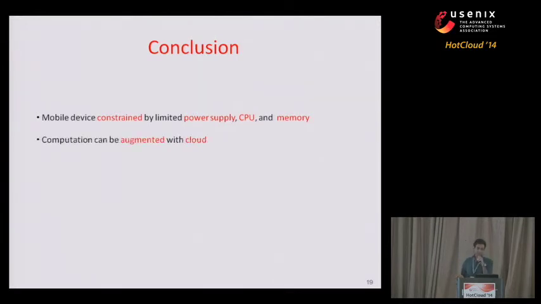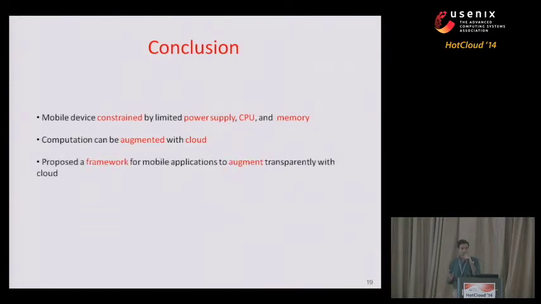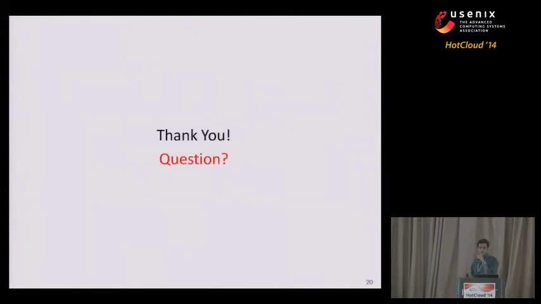So in conclusion, mobile devices are constrained by limited power supply, CPU, and memory, and computation can be offloaded to the cloud. In this paper, our primary goal is to make this offloading mechanism transparent for applications. We also tried to come up with a better classifier, so that instead of blindly offloading the applications, we try to be a little bit intelligent about when to offload or not. Thank you for your patience, and I appreciate any questions.